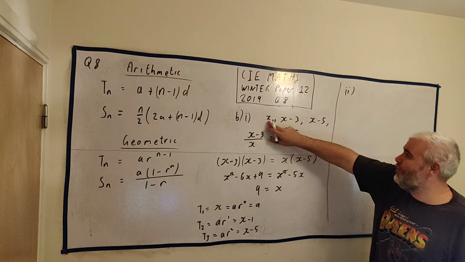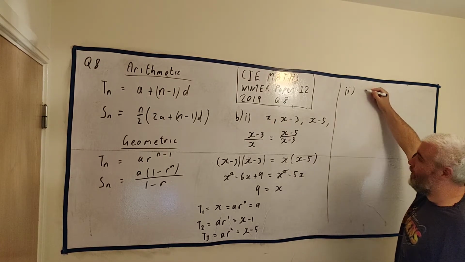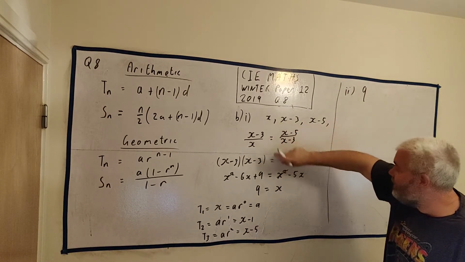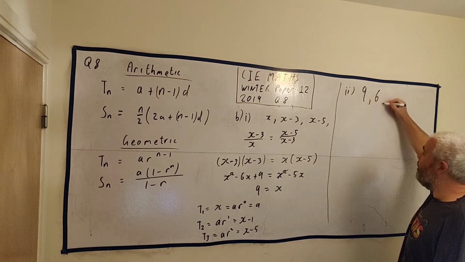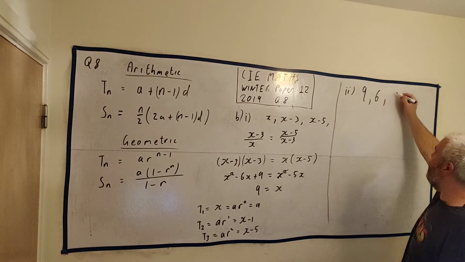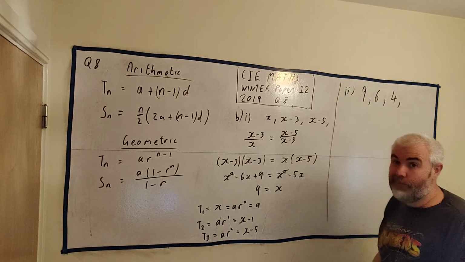So here we have the first, well, let's write what these are here. We have, the first one's 9, x is 9. The second one, 9 minus 3 is 6. The third one, 9 minus 5 is 4. So really what comes next?